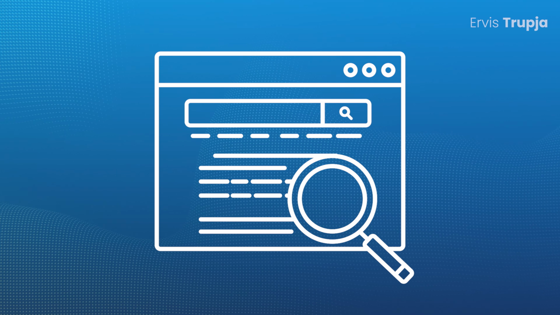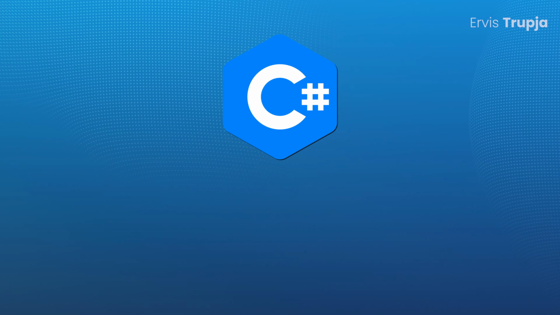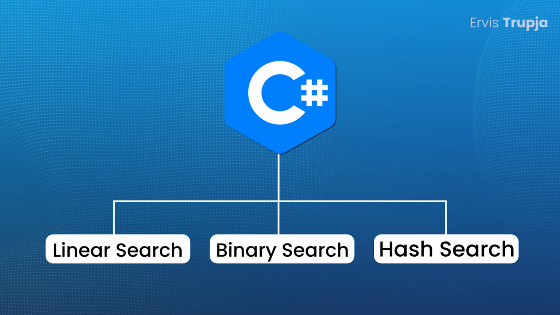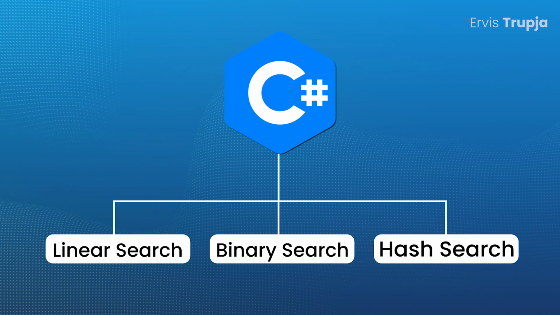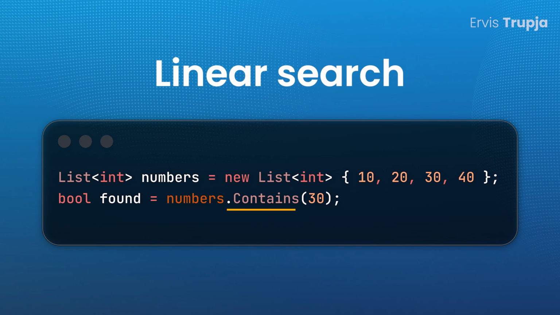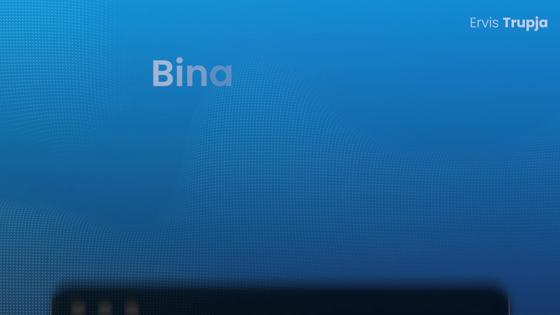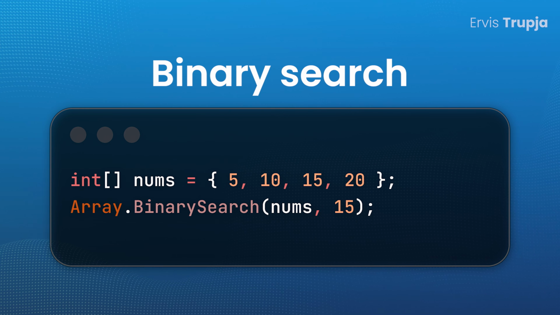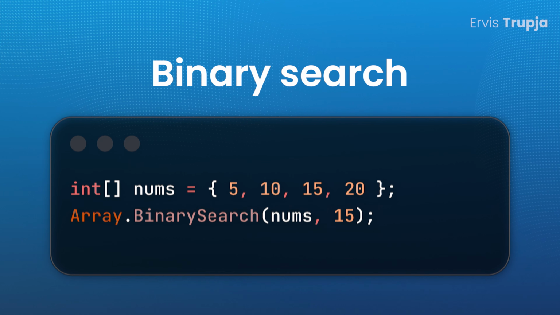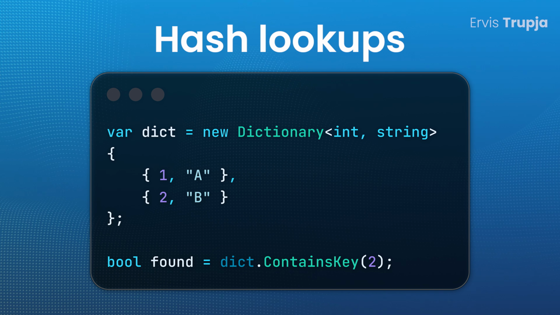Searching is all about finding the right data efficiently. Different collections in C# use different search strategies, including linear, binary, and hash-based searches. A linear search will check the items one by one using Contains or defined methods which work on any collection. A binary search is much faster but only works on sorted arrays. Hash lookups are the fastest, giving essentially instant results.